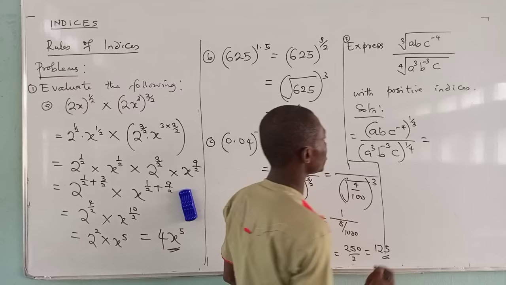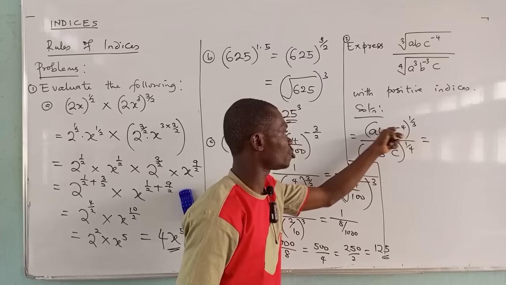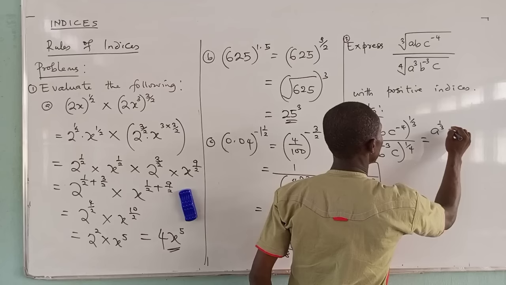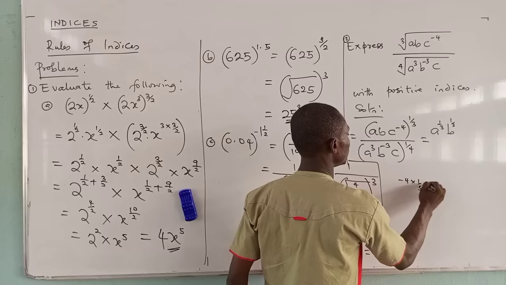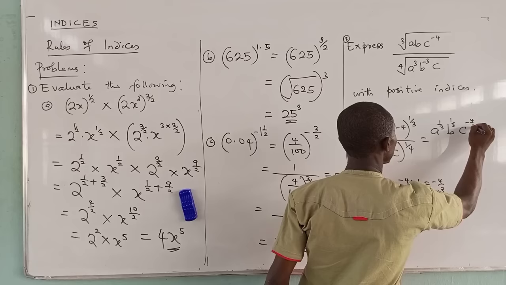Open up the bracket. When you do that, the power will distribute on all of the variables there. And so I will have a raised to power 1 over 3, b raised to power 1 over 3. And when it distributes on this, you have minus 4 times 1 over 3, which is minus 4 over 3. So I'll have c raised to power minus 4 over 3.